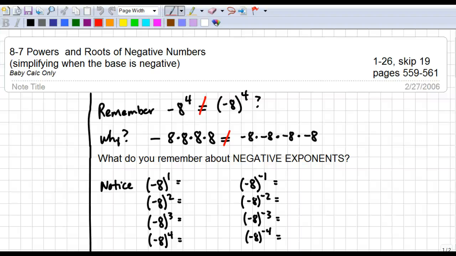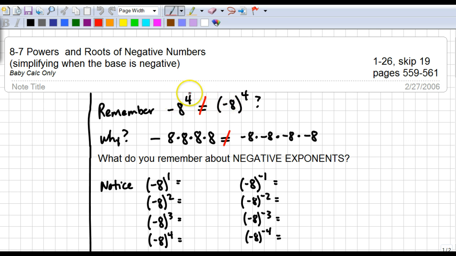This lesson is for Advanced Algebra, Lesson 8-7 on powers and roots with negative numbers. Basically what we're going to look at is how to simplify a power or a root question when the base number is a negative. Quick reminder for students that when you see a negative number in front of a number, that doesn't necessarily mean that it's a negative number.